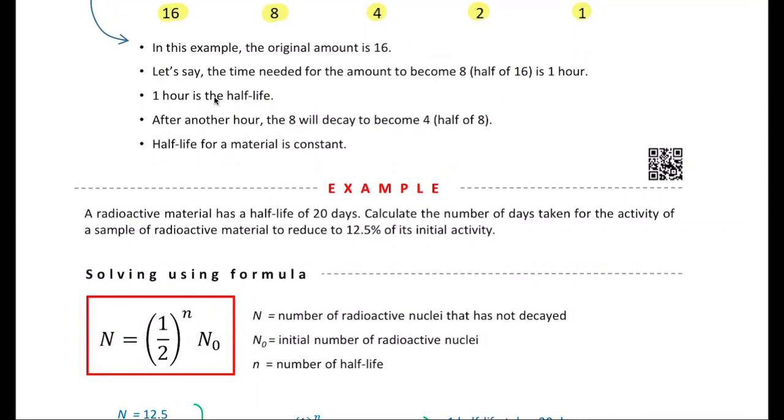Okay, so this question here: a radioactive material has a half-life of 20 days. So this one is the half-life, 20 days. Calculate the number of days taken for the activity of a sample of radioactive material to reduce to 12.5% of its initial activity. So how do we start with this question? We start with what?